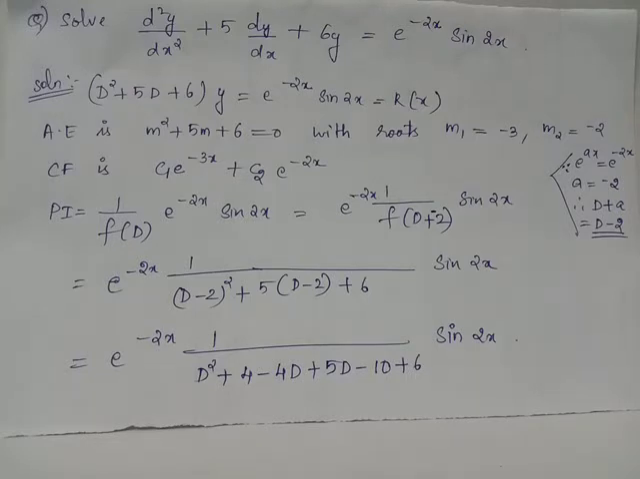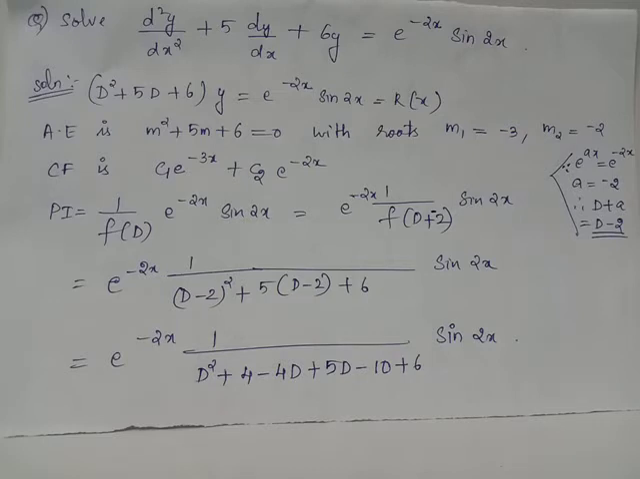Capital D equals m and RHS equated to 0 will give us auxiliary equation as m square plus 5m plus 6 equals 0. This auxiliary equation has two roots which are real and distinct. The roots are m1 equals minus 3 and m2 equals minus 2. Therefore, the complementary function will be constant times e raised to negative 3x plus another constant times e raised to negative 2x.